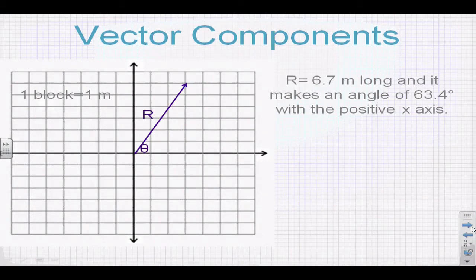We use trigonometry to determine the lengths of those components. Labeling the hypotenuse r, we label the legs of this right triangle rx and ry. They represent the components. We can use cosine of the angle to find the length of rx. And we can use sine to find the length of ry.